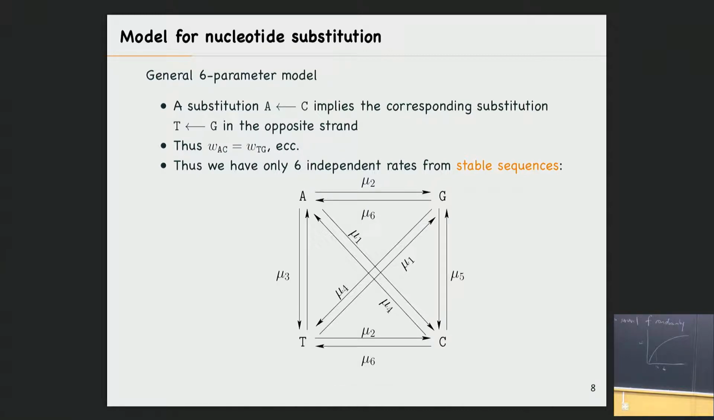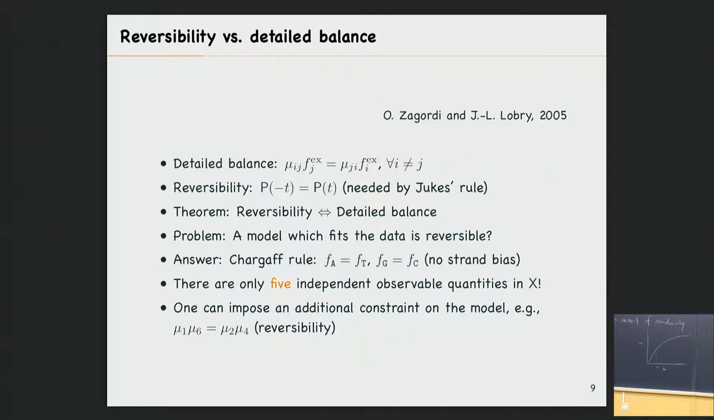In the general model, you have 6 parameters, because a substitution A goes to C implies the corresponding substitution T going to G in the opposite strand. This is why you have only 6 parameters. But in fact, you find that there are only 5 independent quantities if you only have synchronic data, because of Chargaff's rule, which tells you that there are as many A's as T's, and as many G's as C's.